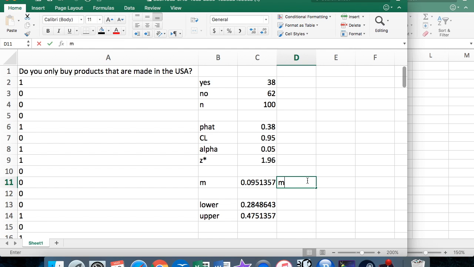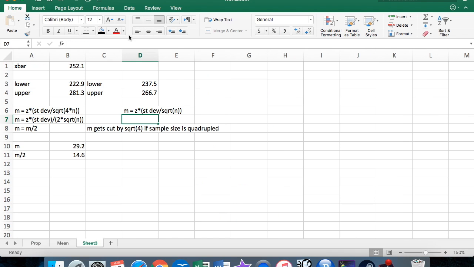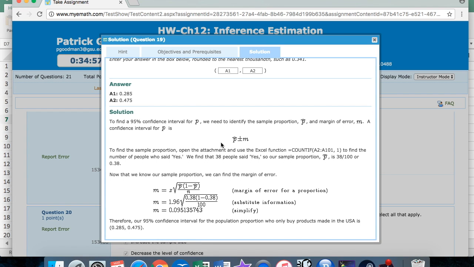Okay, so remember, my m for proportion is z star times the square root of p hat times 1 minus p hat, divided by n. All of that in the square root. So sorry about that, guys. Make sure you take the square root, because if you do not, you will get the wrong answer. So it is definitely not an error. That was an error on my part.